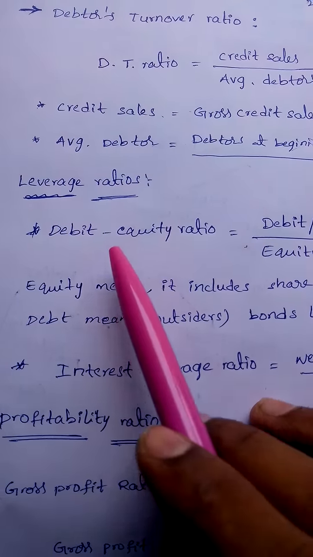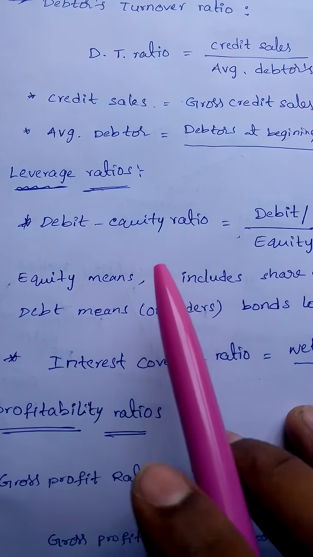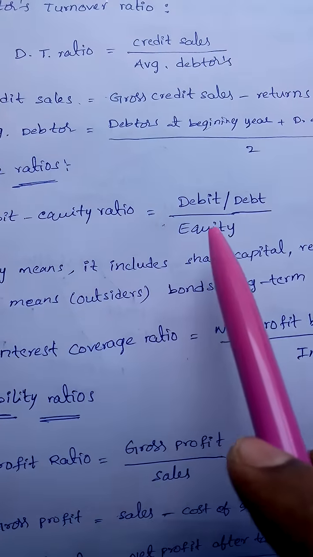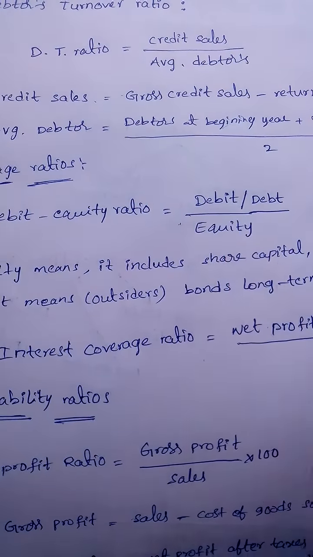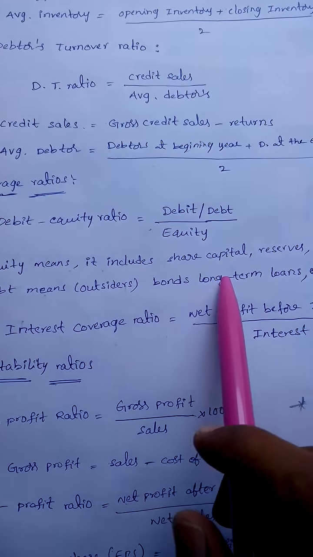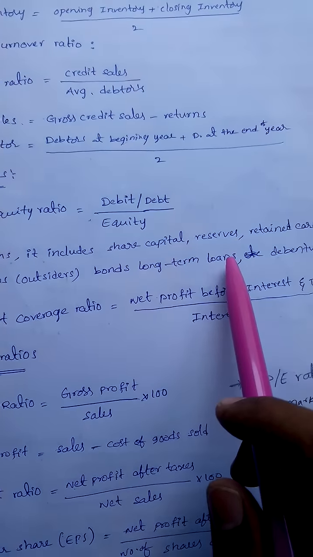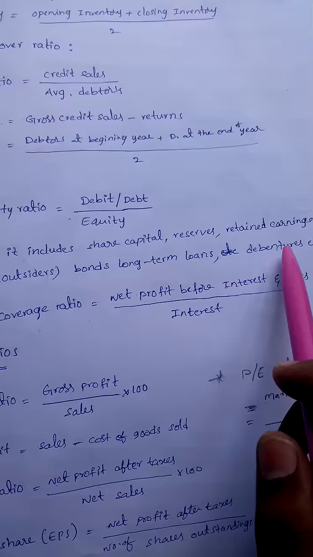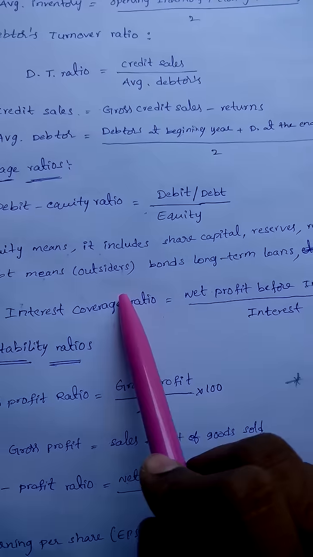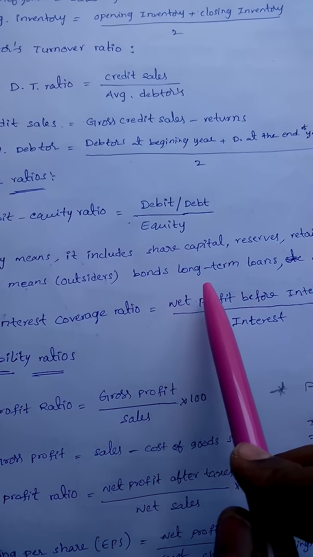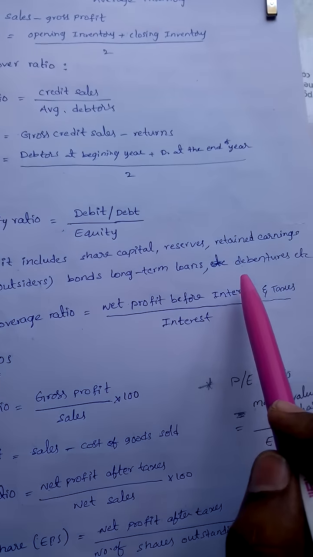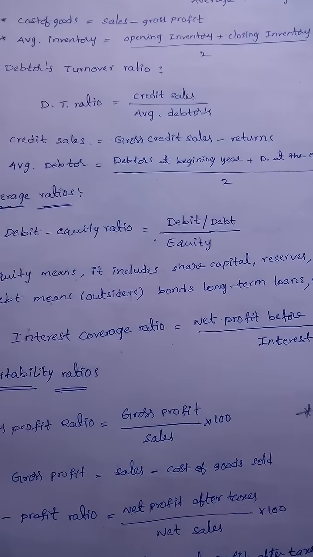And next one is leverage ratios. Leverage ratios are divided into two types: debt equity ratio. Debt equity ratio is equal to debt by equity. Here equity includes share capital, reserves, and retained earnings. And debt means outsiders' funds: bonds, long term loans, and debentures, etc.